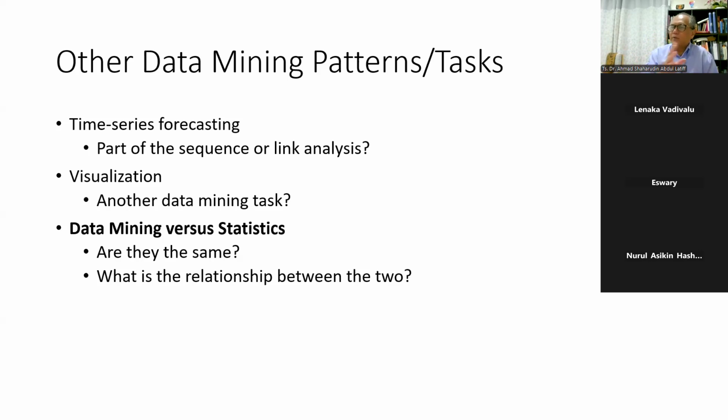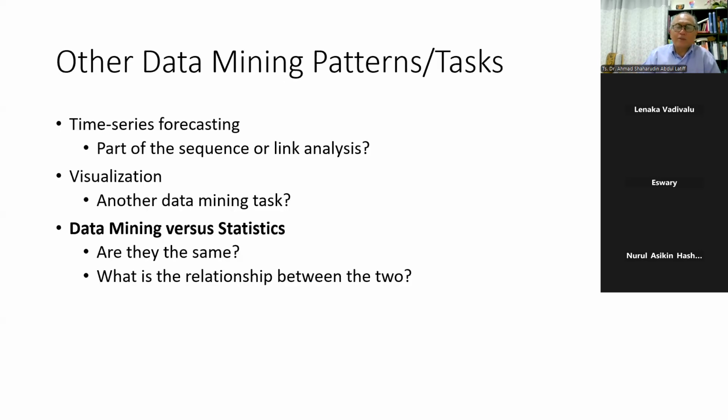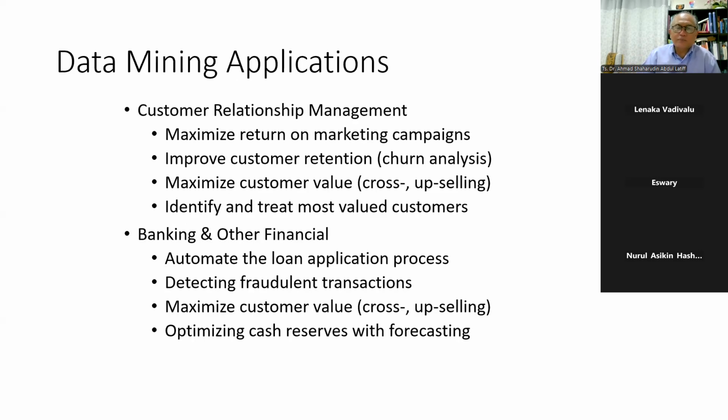Whereas data mining looks into relationships within this data to identify patterns. You can see how we can classify the data, build regression and time series, and see association from this data, such as market basket, link analysis, and sequence analysis. We can cluster this data and do outlier analysis. Data mining is more towards understanding patterns of the data compared to statistics. They are not the same, but data mining is derived from statistical processes, so there is a relationship between the two.